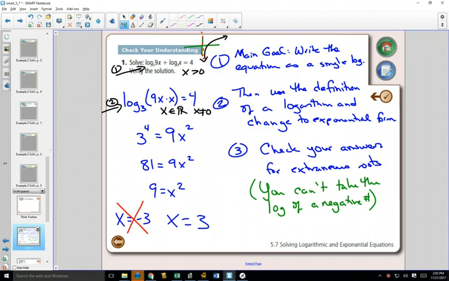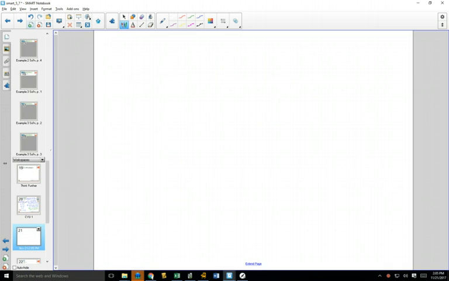Wait, how are they different numbers or different equations? You're just simplifying the first equation. You're simplifying it, but as soon as I combine this, the equation number 2 allows for negative numbers. That's why negative 3 appeared as an answer. But equation number 1 doesn't allow for negative answers.